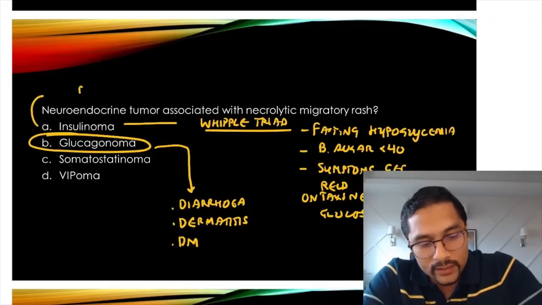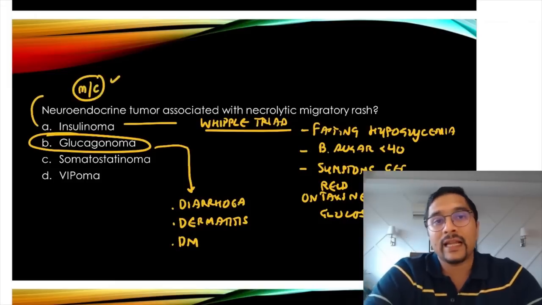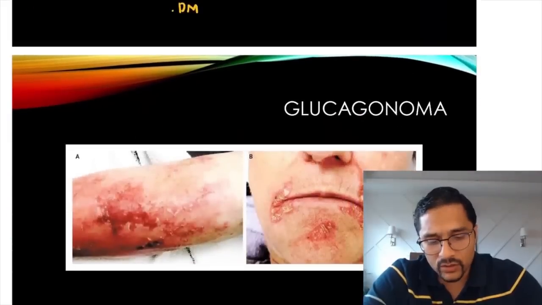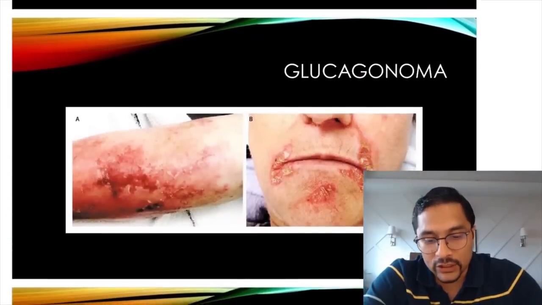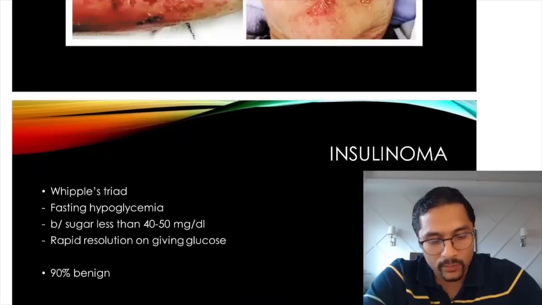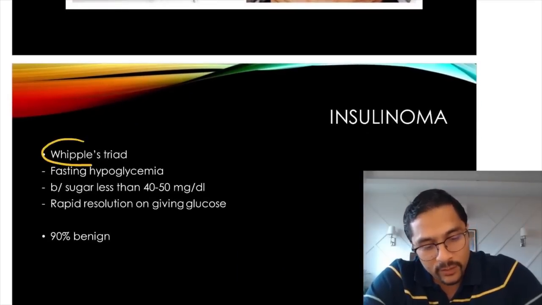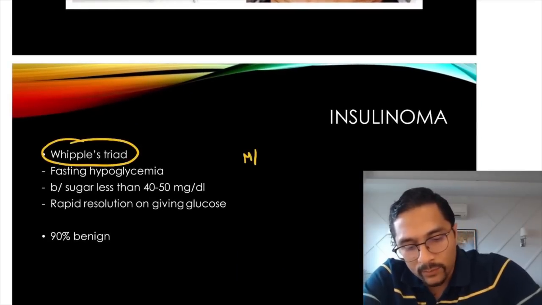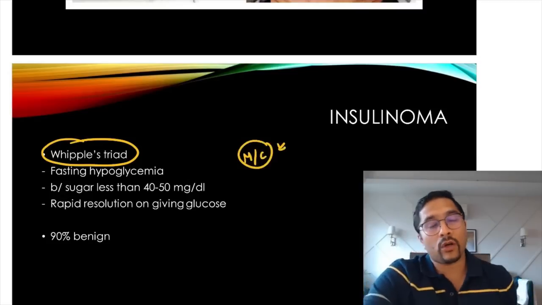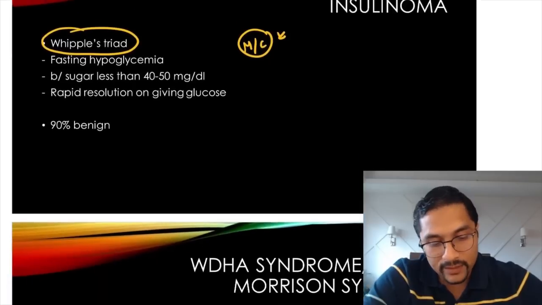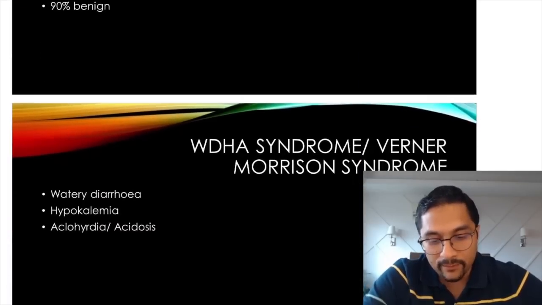You should know that insulinoma is the most common pancreatic endocrine neoplasm. Okay, so this is the necrolytic migratory rash which you can see in glucagonoma. Insulinoma, I told you that the patient will come with Whipple's triad. It is the most common neuroendocrine tumor or pancreatic endocrine tumor in the pancreas, and 90% are benign.